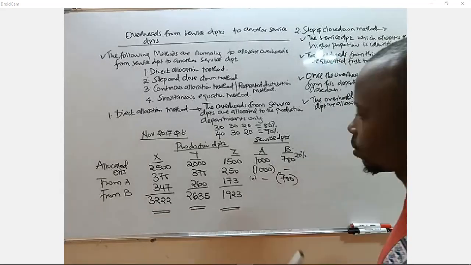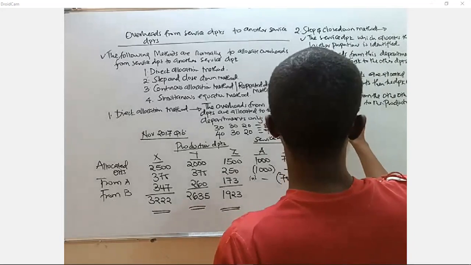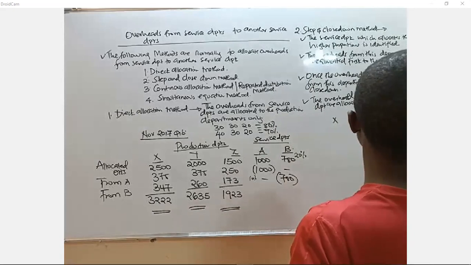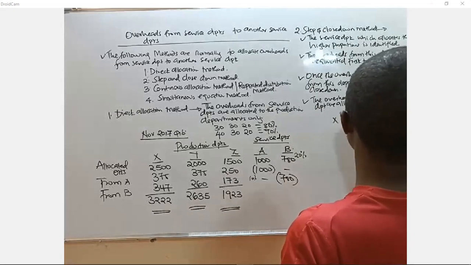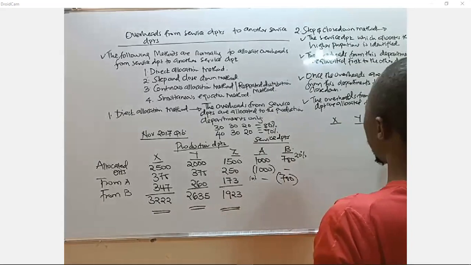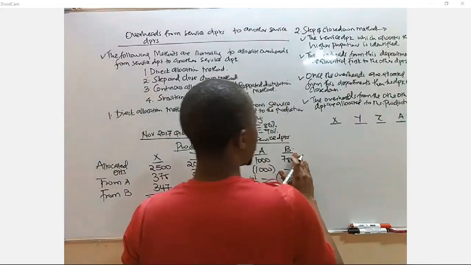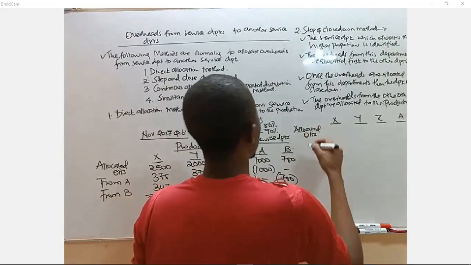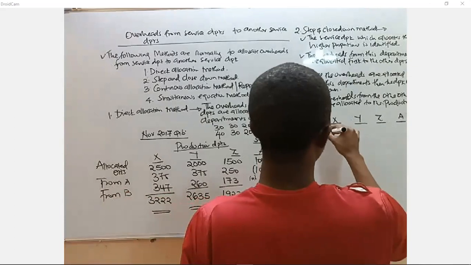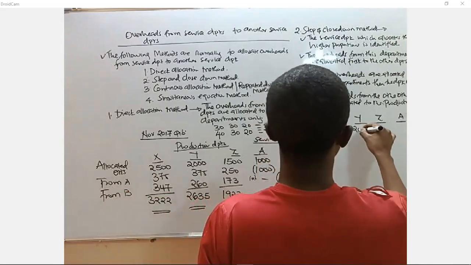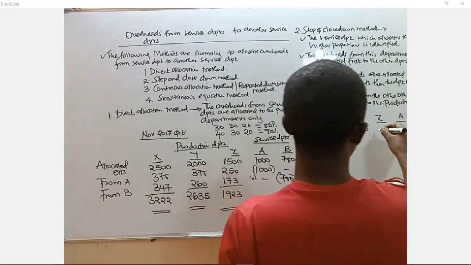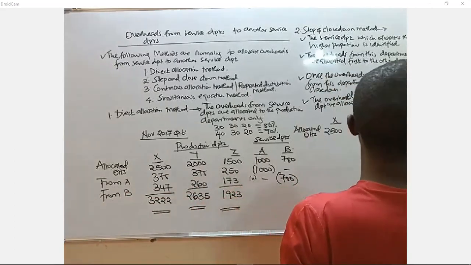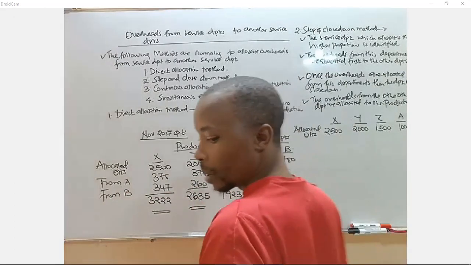Mimi nikiangalia swali tulikuwa tunafanya hapa, examiner amenipea XYZ. Then niko na AB. Niko na AB hapo. Examiner amenipea vitu zinakaa hivi. Nakuja hapa namwambia examiner, wacha niweke allocated overheads zangu. So the allocated overheads remain the same: 2,500, 2,000, 1,500, 1,000, and then 780.